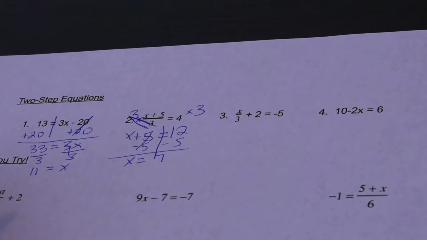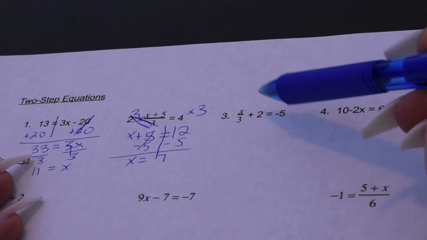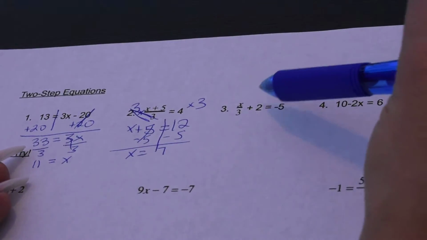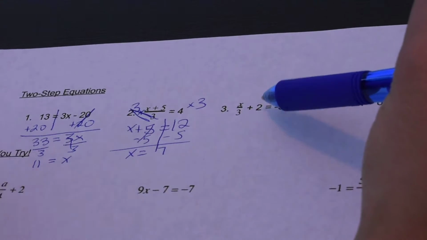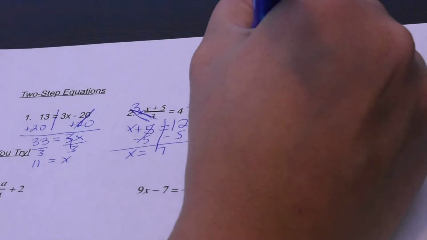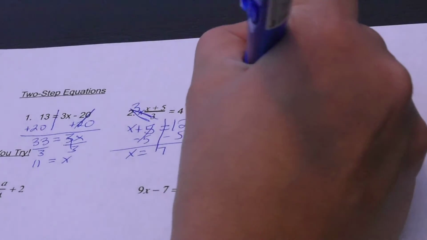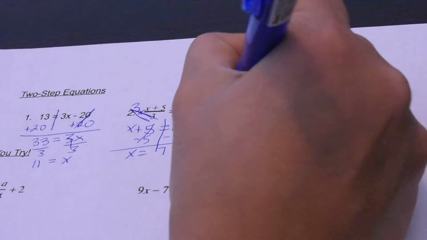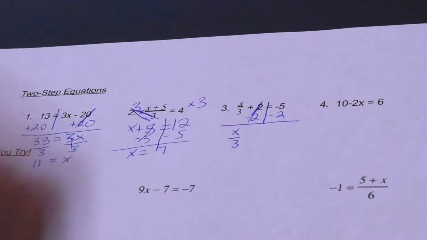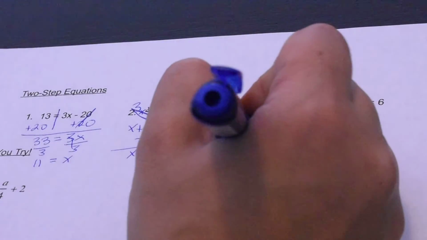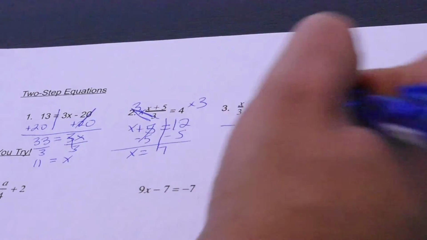Let's look at number 3. So x divided by 3 plus 2 equals negative 5. The last operation I said, x divided by 3 plus 2. Plus 2 was my last operation. I'm going to do the opposite of it. Draw my river. Instead of adding 2, I'm going to subtract 2. So x divided by 3 is what's left. RIP to my 2's. I'm left with negative 5 minus 2, which I know is negative 7.